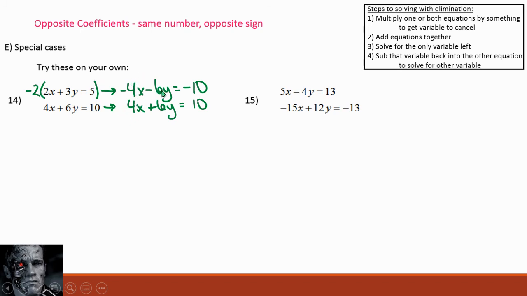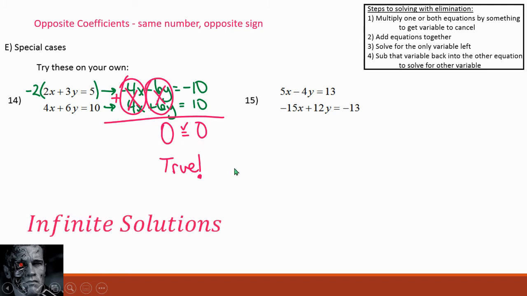-4x and 4x, -6y and +6y. So when I add those two equations together, both of the x's and y's are gone. Those add up to 0. And then on the other side, it also adds up to 0. -10 and 10 adds up to 0. 0 is equal to 0. That is true, right? So notice the variables are gone. There are no more variables left. This is a true statement. So this is infinite solutions. This is one of those special cases.